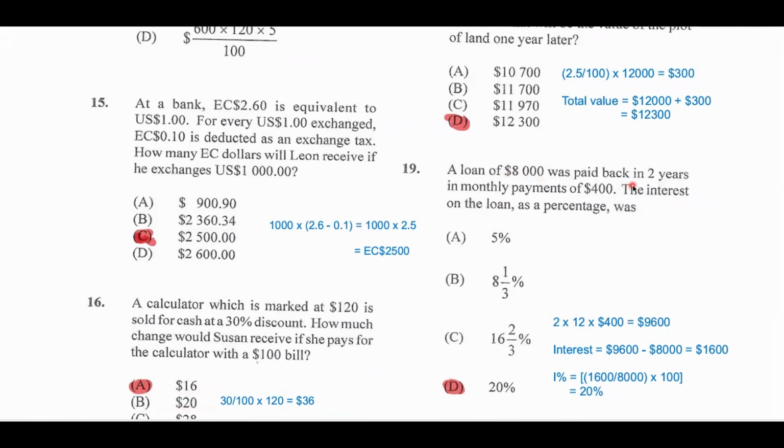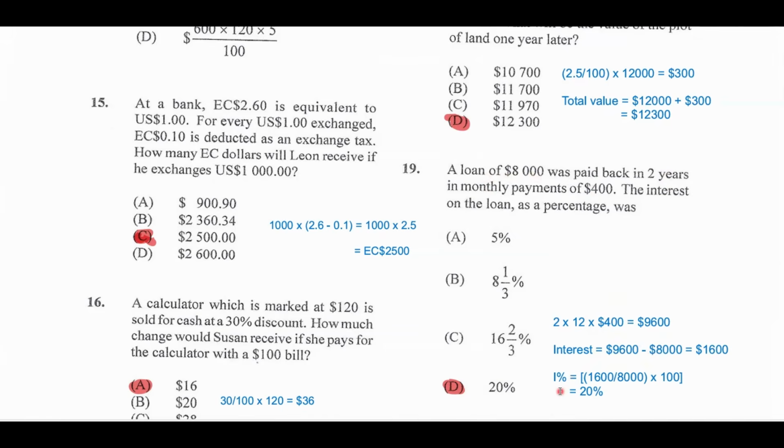Question 19: a loan of 8,000 was paid back in 2 years in monthly payments of 400. The interest on the loan as a percentage was... There are many ways to do this. One easy way is to find how much the person is paying back. So you multiply 400 by 12 by 2, because it's 400 per month and it's 2 years, 12 months in a year. So it's 2 by 12 by 400, which is 9,600. The interest will be 9,600, subtract the 8,000 you borrowed to give you $1,600.